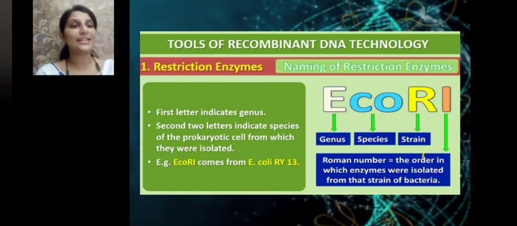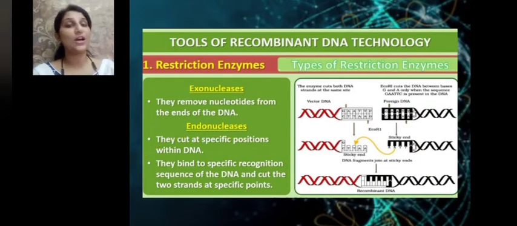Then what does R stand for? The R stands for the strain from which it was isolated. So E for the genus, Co for the species, and R for the strain. And what does this 1 stand for? It is a Roman numeral, the order of isolation, the order in which the enzymes were isolated from that particular strain of bacteria. EcoR1 was isolated from the E. coli RY13 strain. This was the first enzyme isolated. So hence EcoR1.